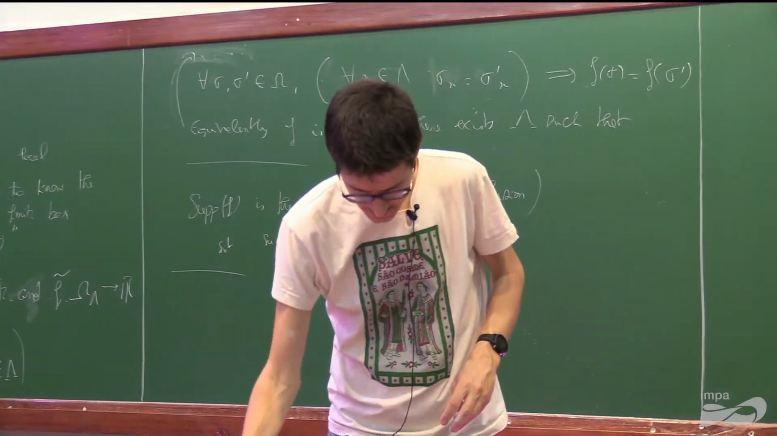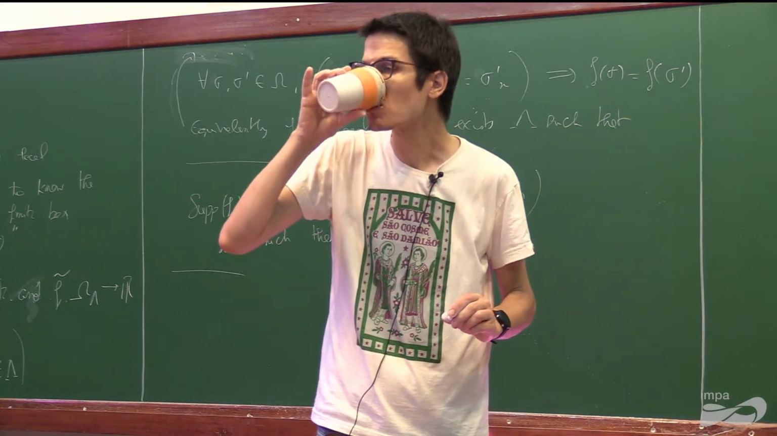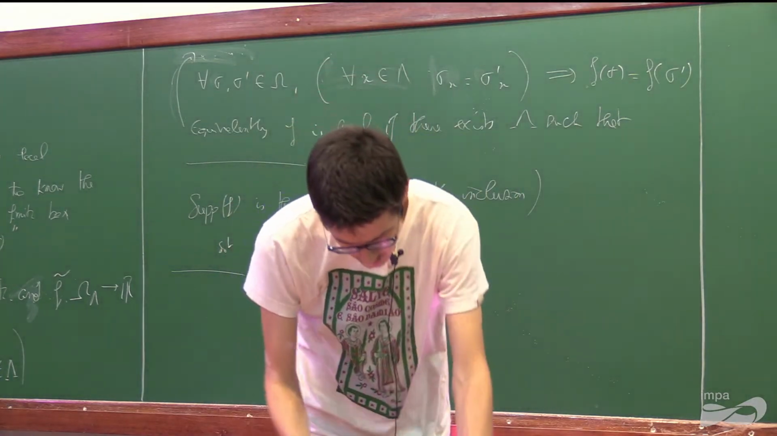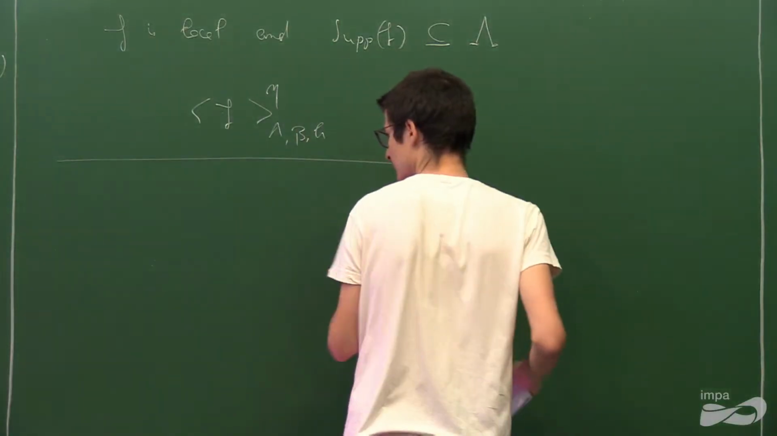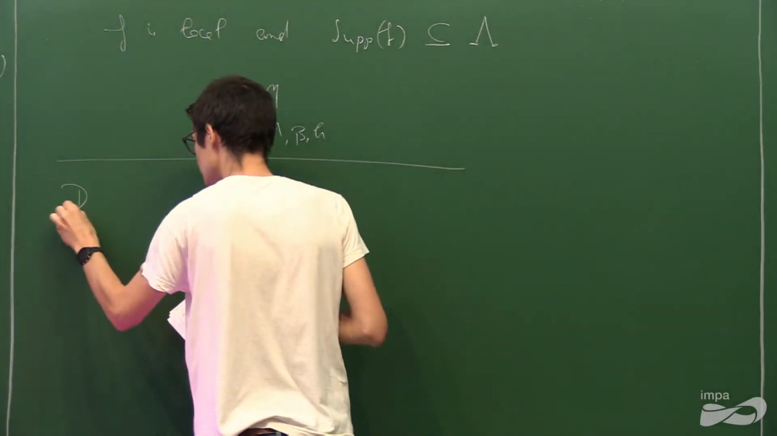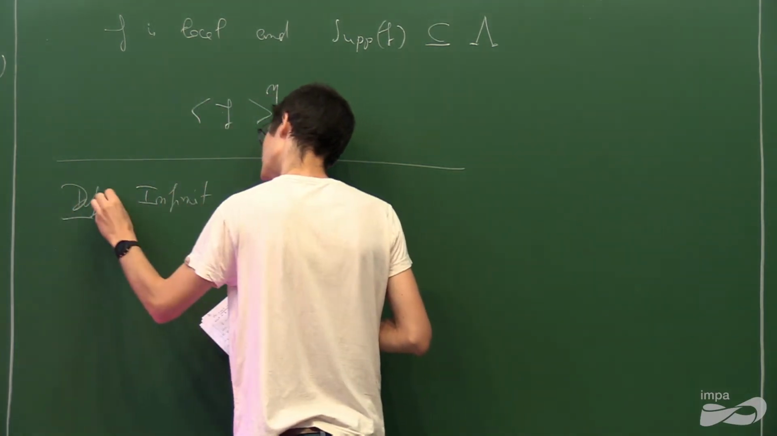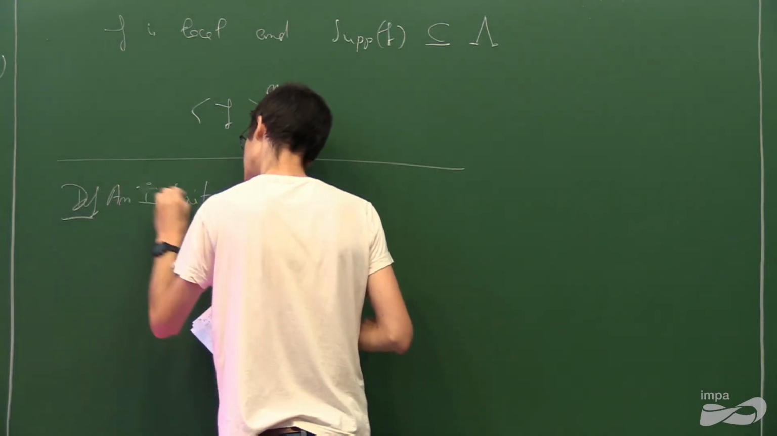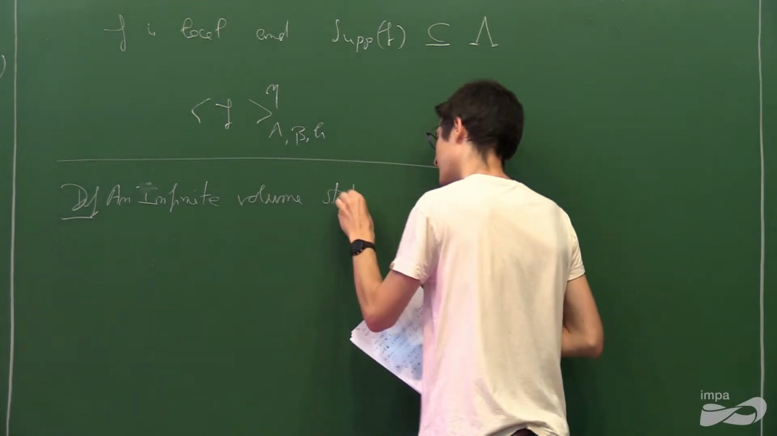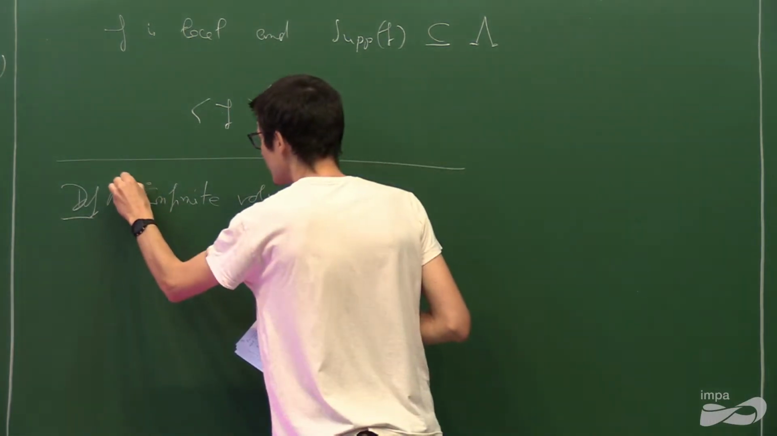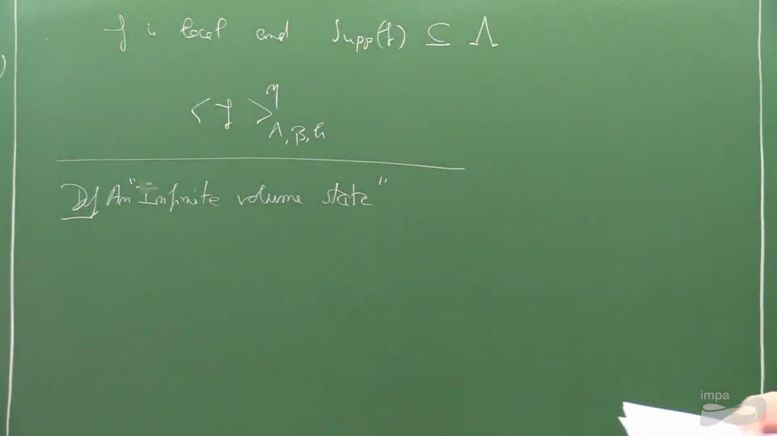So is everybody okay with the definition of local functions? Okay. So now I will define the notion of state. And for those who know about measure theory, it's just a detour not to define a measure on omega.